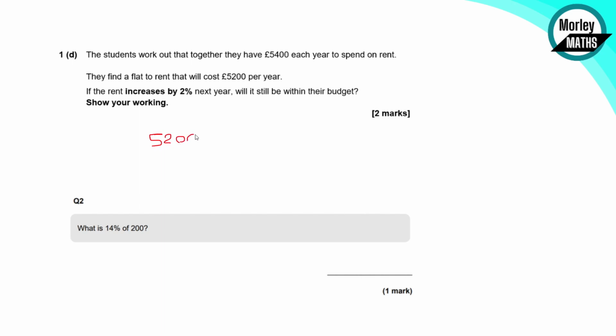£5,200 is where we're at the moment. We need to find out what 2% of that is. So we find out what 1% is, so we've got to jump that decimal place twice. Gives us £52. So 52 plus 52 is 104. And then we've just got to add that on. So 5,200 plus your 104 gives you 5,304 as an answer. So yes, they're still within the budget. Still got £96 to spend.